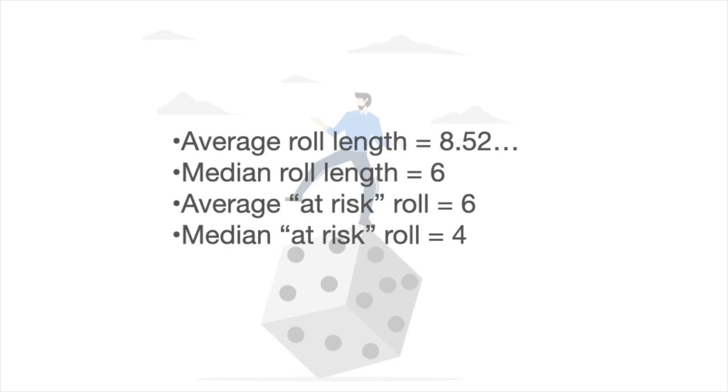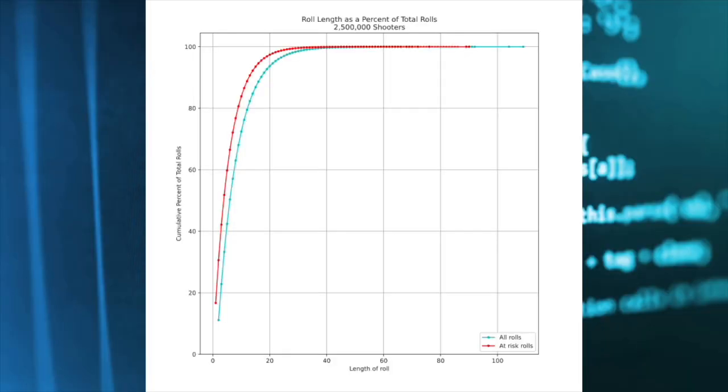So how much longer? And how are the throws distributed overall? This plot shows the length of a roll versus the cumulative percentage of rolls of that length or shorter. On the horizontal axis here, we have the length of rolls. On the vertical axis, we have the cumulative percentage of total rolls. The cyan line is for all rolls, and the red line is for at-risk rolls. The way you would read this graph is, for instance, to consider a point here. It represents a roll length of 2, which happens about 11 or 12% of the time.